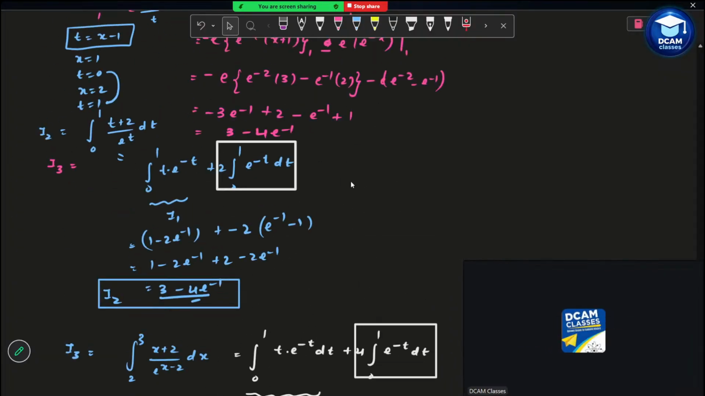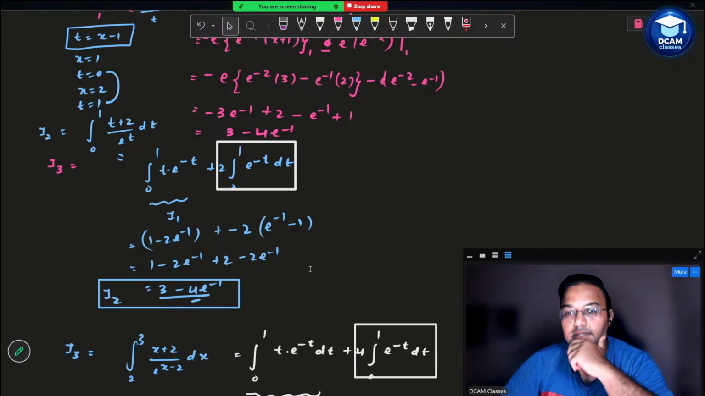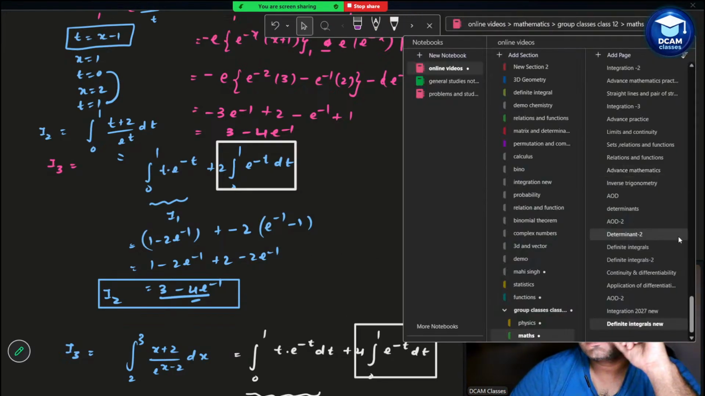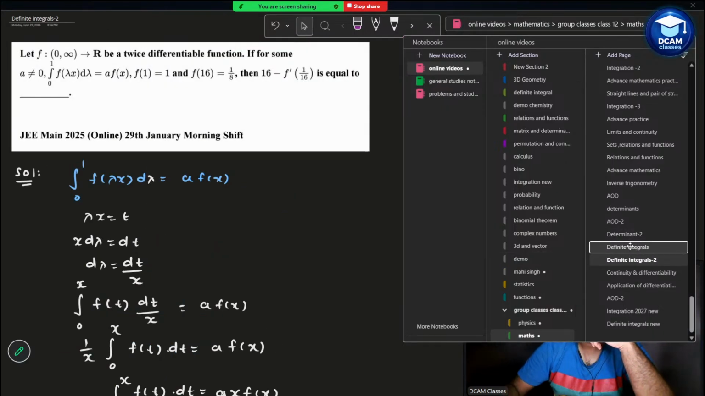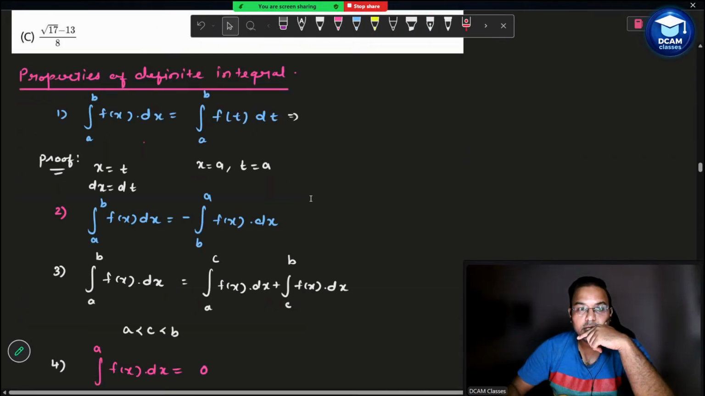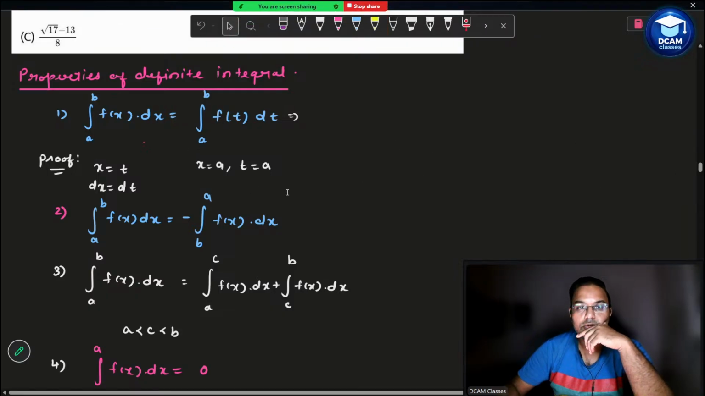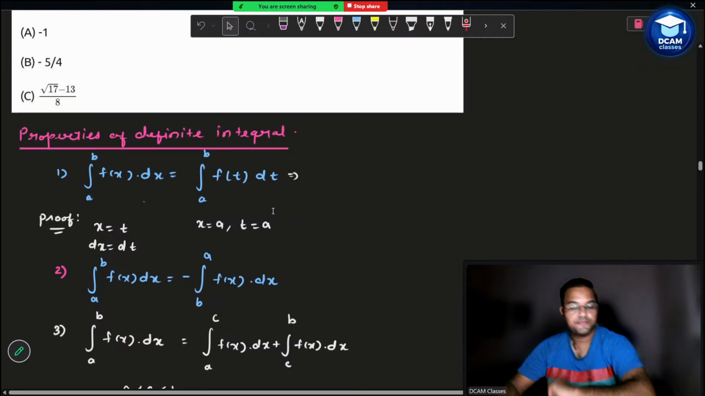Acha. Now, before actually starting the next thing, let me very quickly revise the formulas, the definite integral properties. We do it very quickly. Samrat, do you know all the properties? Hello. Yes, sir. Do you know the properties? Yes, sir. Acha, you know it.